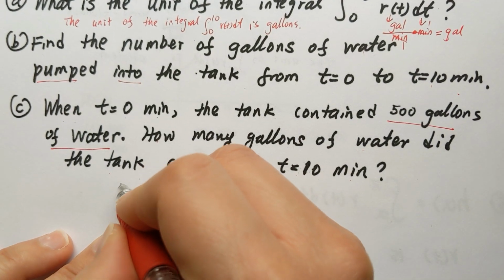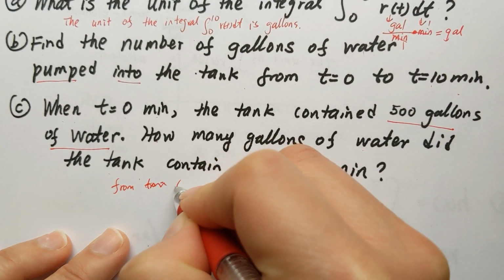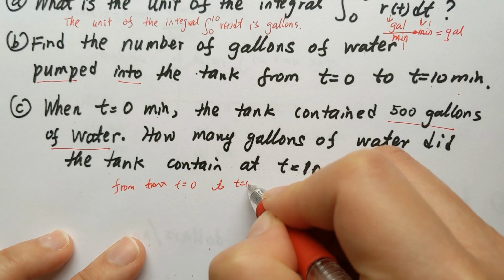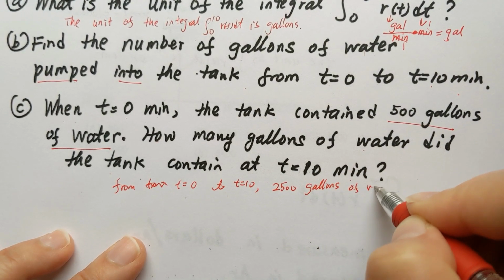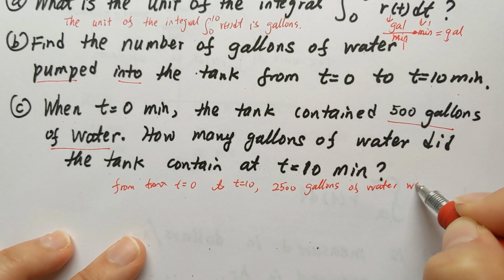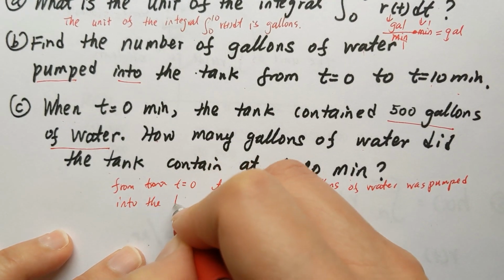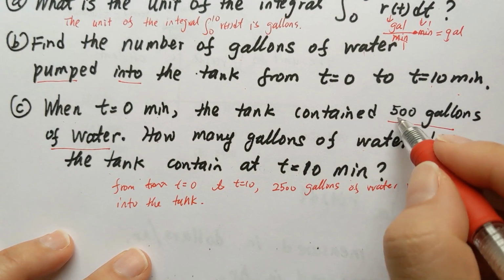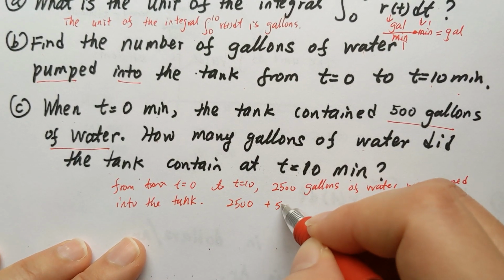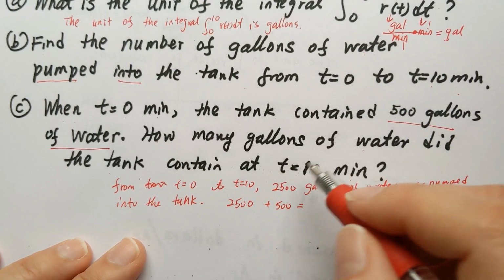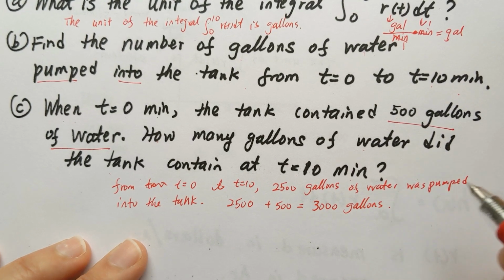So from t equal to 0 to t equal to 10, 2,500 gallons of water was pumped into the tank. And you have 500 to begin with. So therefore we do 2,500 plus 500. So by t equal to 10, we got 3,000 gallons of water.